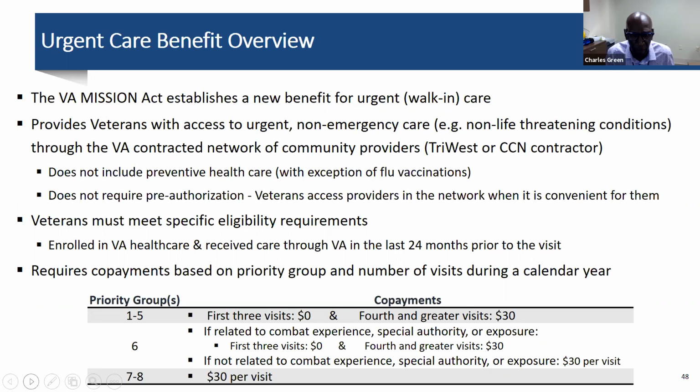So once you find out what the providers are and you go out, this is how the copays go. If you're in priority group 1 through 5, then the first 3 visits are free. Your 4th visit, you have to pay a $30 copay. If you're in priority group 6, the first 3 visits are free, and the 4th visit and greater is a $30 copay. And if you're in priority group 7 and 8, which probably none of you will be in, every time you go out, it's a $30 copay.